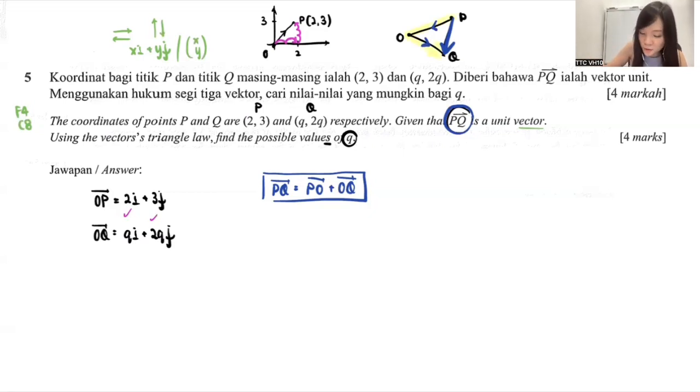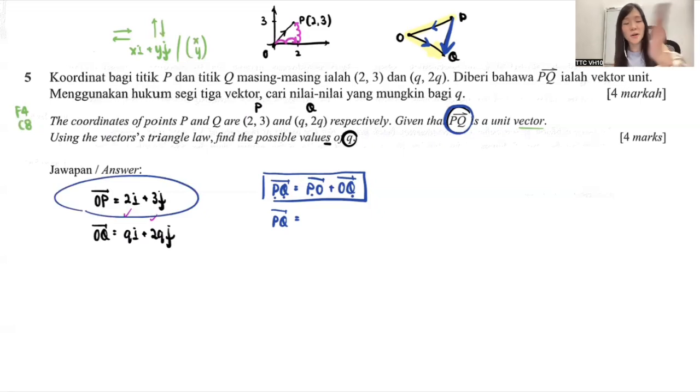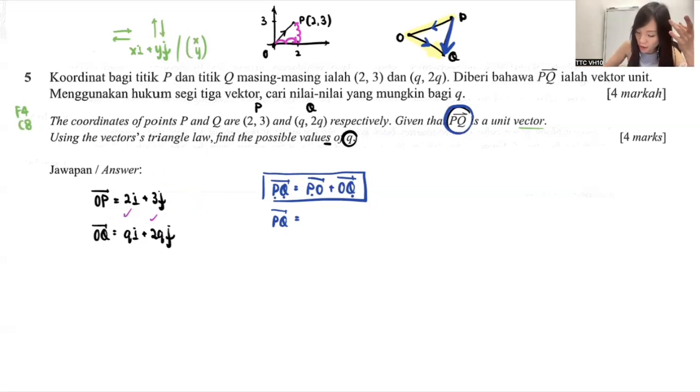So isn't it still PQ? Or you can say starting with P, ending with Q. So it's PQ. Okay? So PQ answer will be what? First, I need to have PO. I don't have PO. I only have OP. So PO and OP, the only thing is they are reversed. So positive 2 becomes negative 2. Positive 3 becomes negative 3. Then OQ? OQ is this, isn't it Qi plus 2Qj?